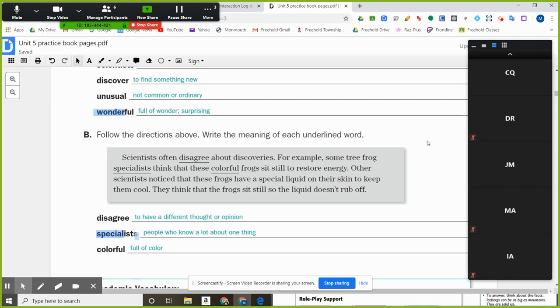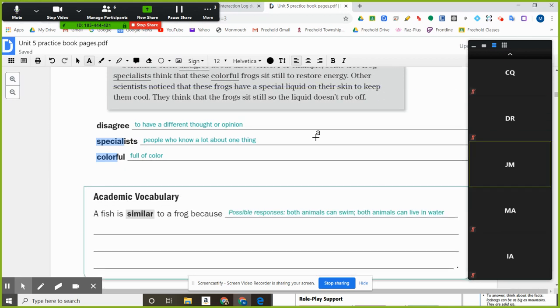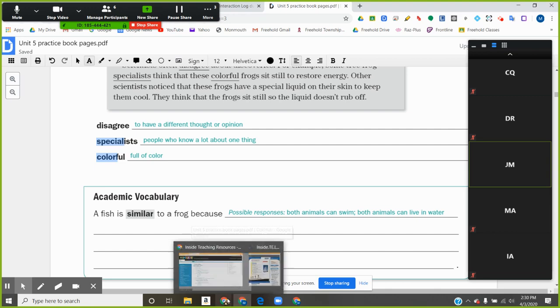All right. Joel, do you want to do colorful since you're here? What's the base word? Perfect. Good. Is full a prefix or a suffix? Good. So what does colorful mean? It has a lot of color. Perfect, Joel. Good. All right. So that's what we're doing here.